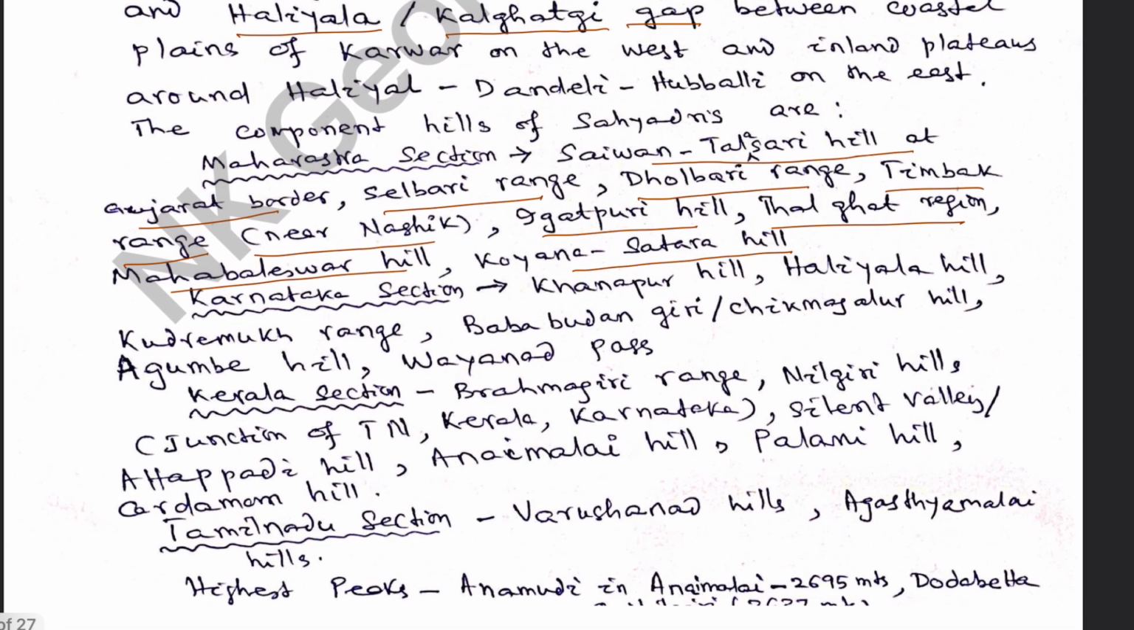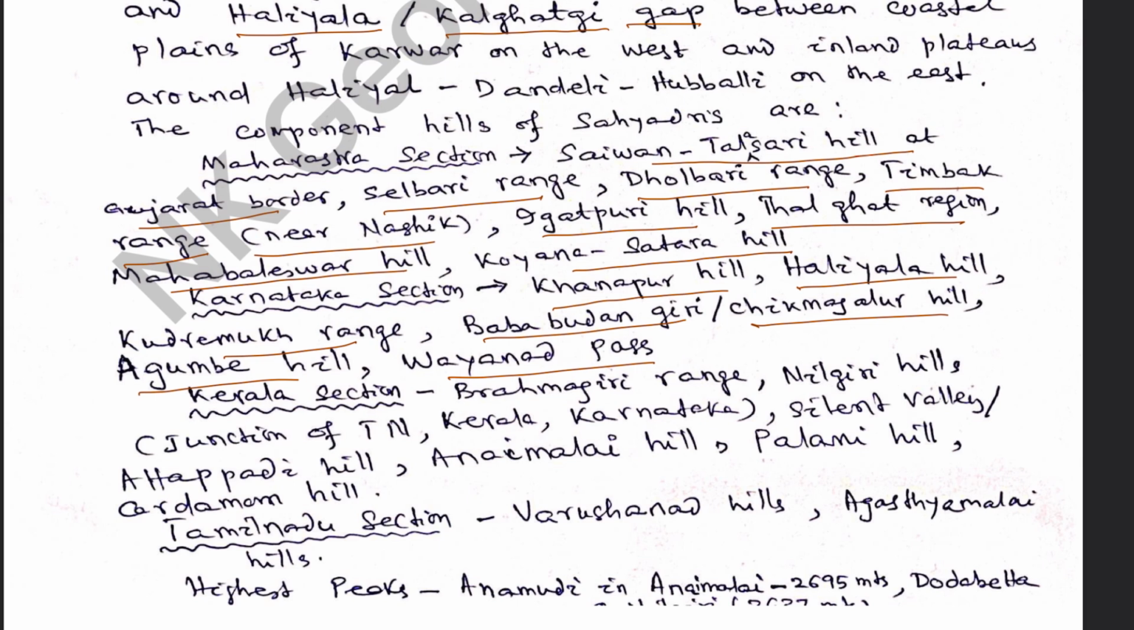Similarly, in the Karnataka section we have Khanpur Hill, Haliala Hill, Kudremukh Range, Baba Budangiri or Chikmagalur Hill, Agumbe Hill, Wayanad Pass. So these are there in the Karnataka portion of the Western Ghats.